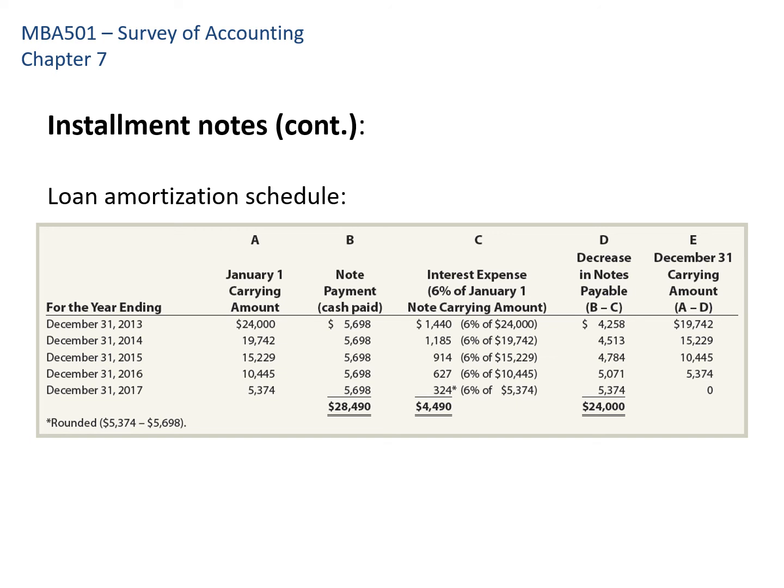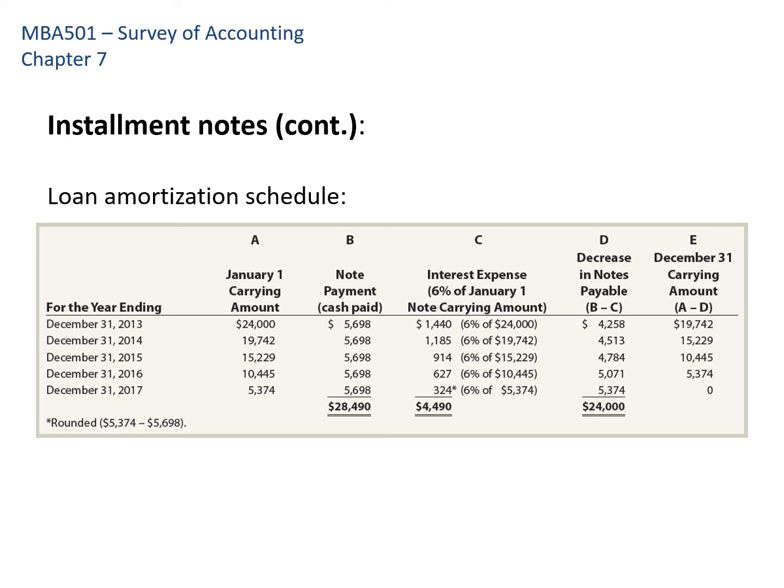For the first year, the amount outstanding that whole year was $24,000. So the interest portion is $24,000 times 6%, or $1,440. So of the $5,698, $1,440 applies to interest, and the remainder, $5,698 minus $1,440, is going to go towards decreasing the note payable, towards principal. When that amount is applied to principal, now the carrying amount on the loan is going to be $19,742. That is the amount that's outstanding the whole second year.